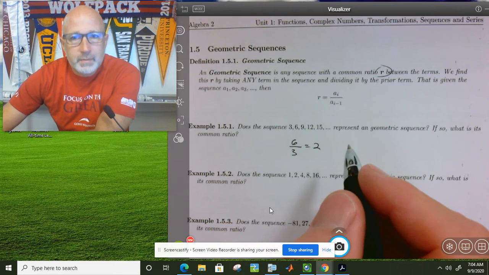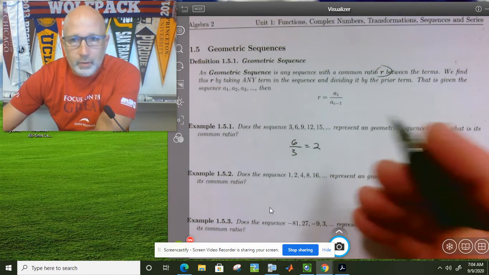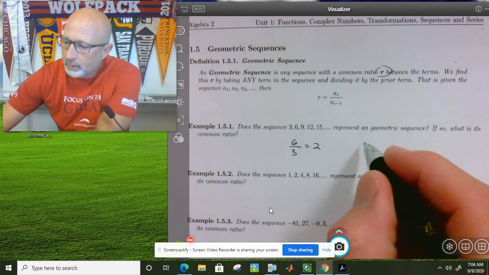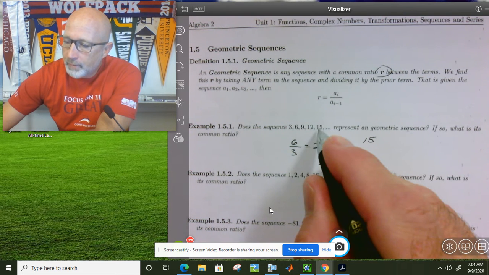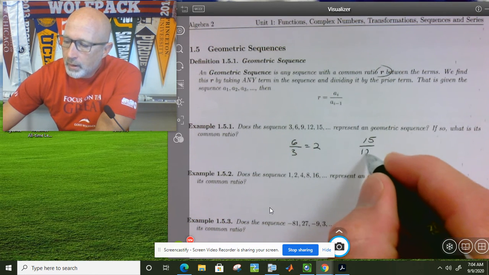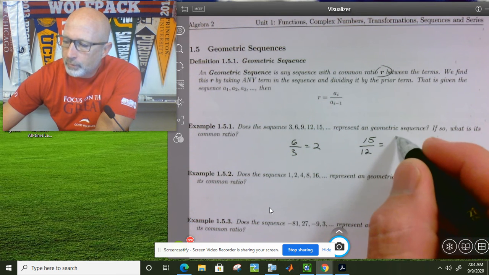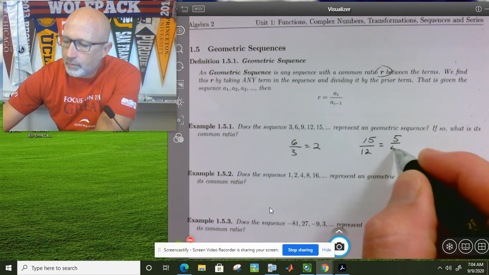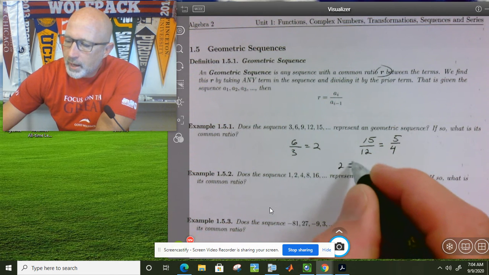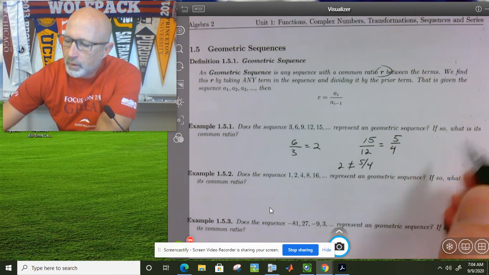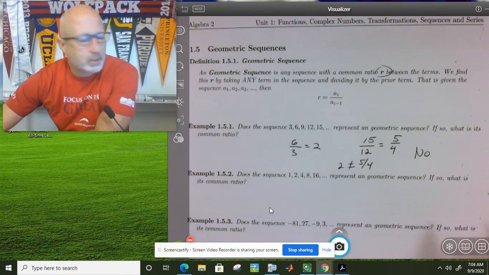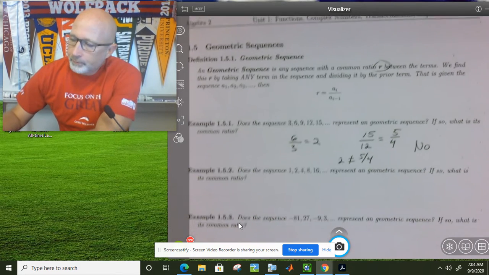Now, if this is geometric, it should be equal to the common ratio anywhere else. So I'm going to pick 15 and divide it by 12. You can see 3 goes into both of them, so you have 5 fourths. So 2 is not equal to 5 fourths. So no, this is not a geometric sequence. The common ratios have to be the same.